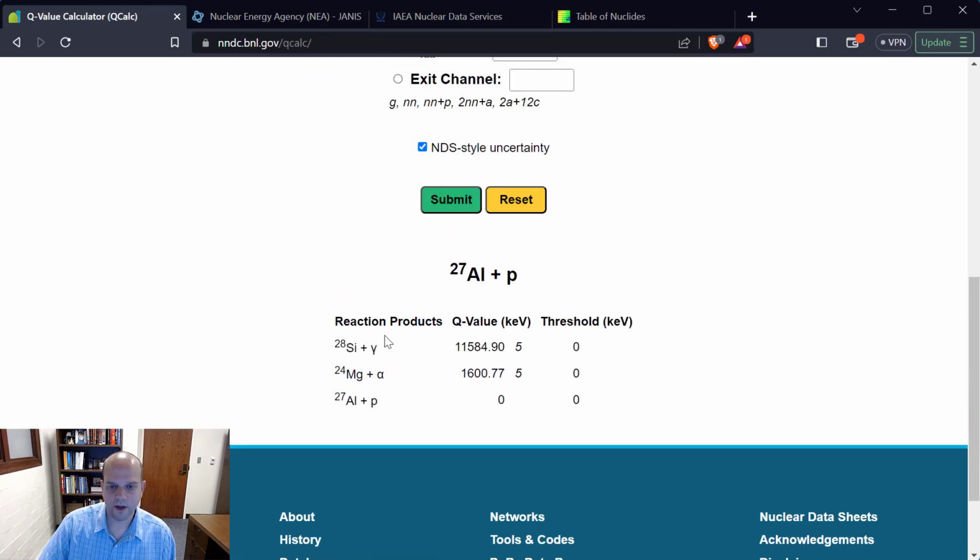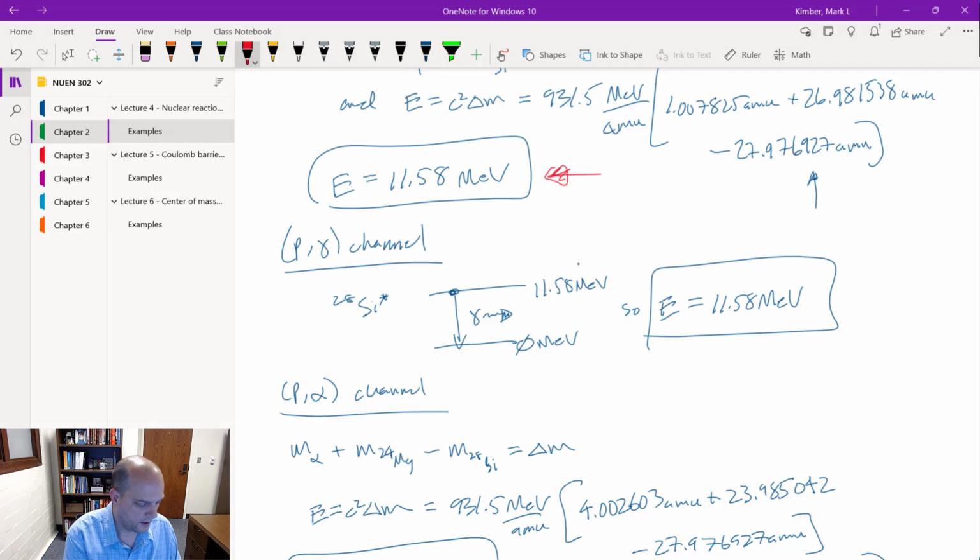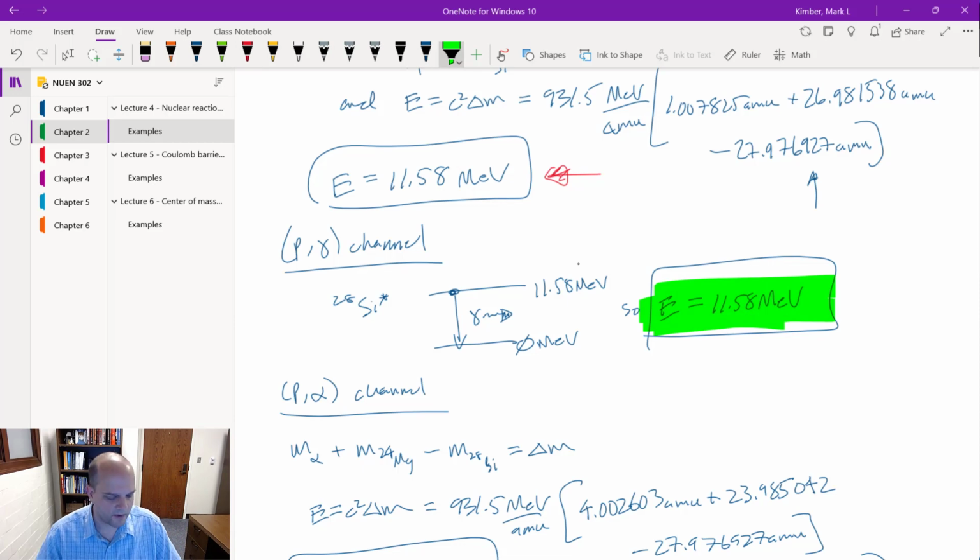Okay, so it gives me three different options. If we look at this first one, I've got silicon 28 and gamma. And so this is 11.58. This is keV, notice, and so if I change that to MeV, I get 11.58. And if we go back to the very first part of that, we looked at the gamma channel, right? The proton and gamma channel. And this was what we found, was 11.58 MeV.